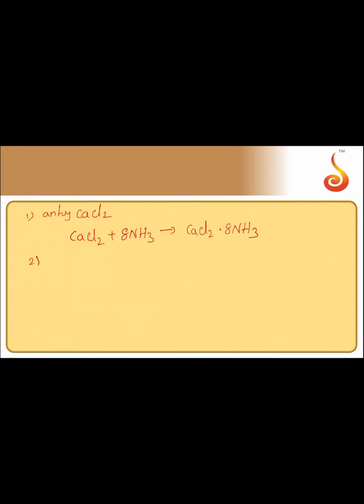And P4O10 or P2O5, phosphorus pentoxide, on reaction with water will first form H3PO4, orthophosphoric acid, which on reaction with ammonia, NH3 plus H3PO4, will form ammonium phosphate, (NH4)3PO4.